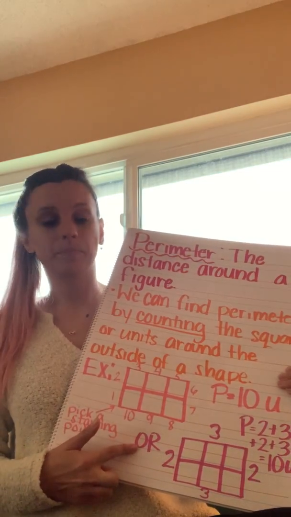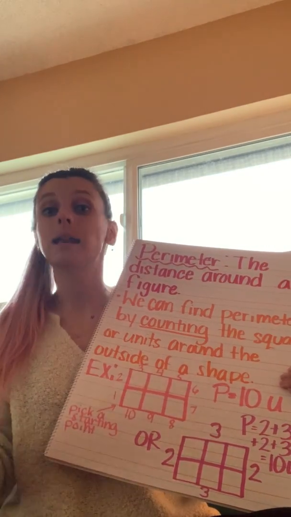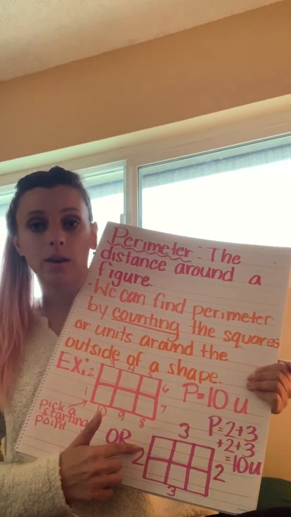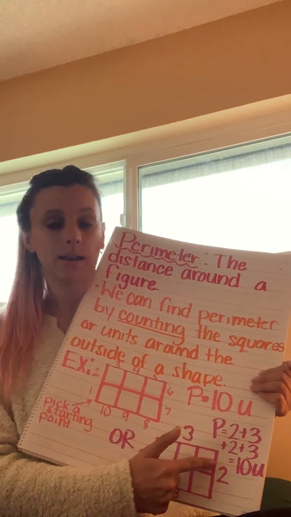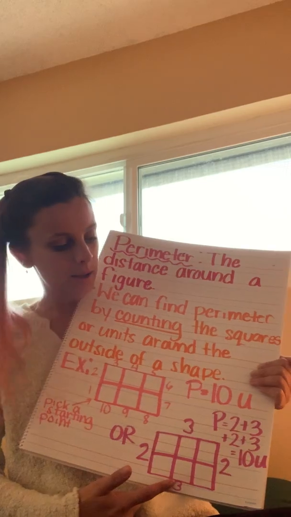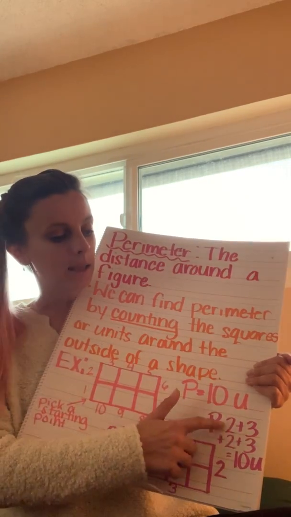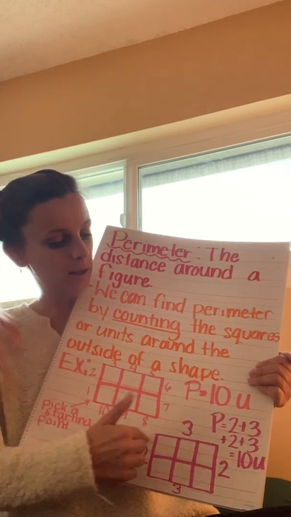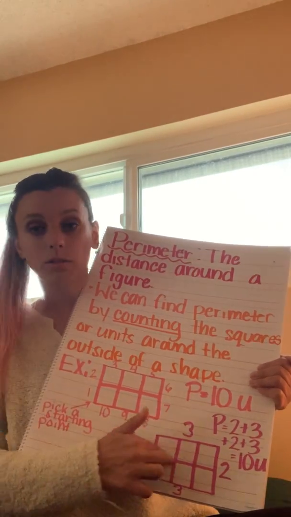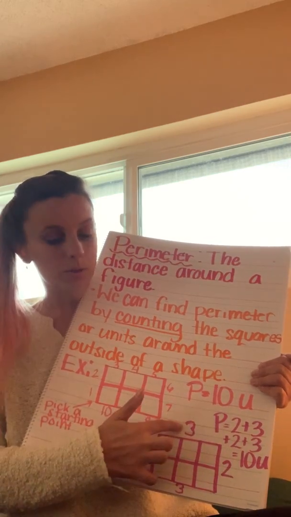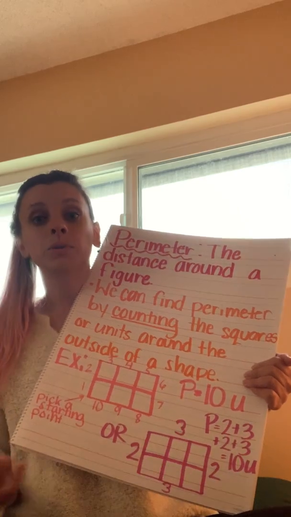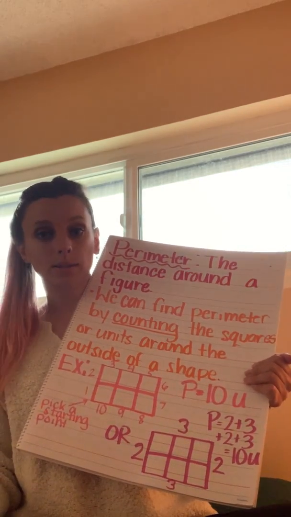Another way to do this is to count each side and then add up the sides. So for example, I see that there are 2 on this side, which means that there are 2 on that side. And I can count that there are 3 on this side, and that means that there are 3 on this side. So now that I know how many there are, I can say I'm going to do 2 this side, plus 3 this side, plus 2 this side, plus another 3 for this side. So 2 and 3 make 5. 5 and another 5 would make 10. So we still end up with 10 units.